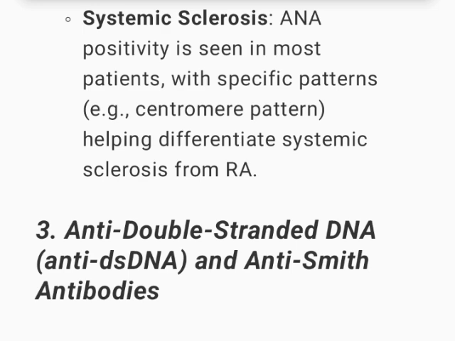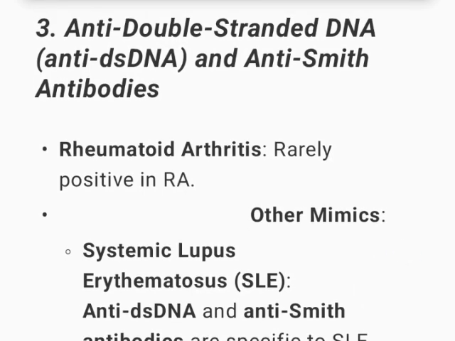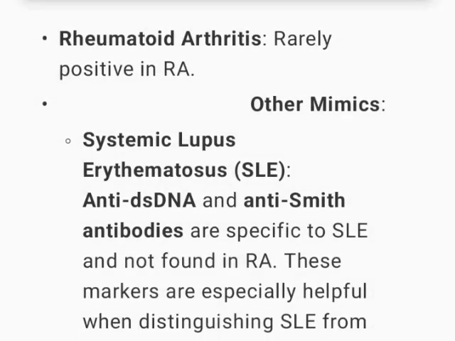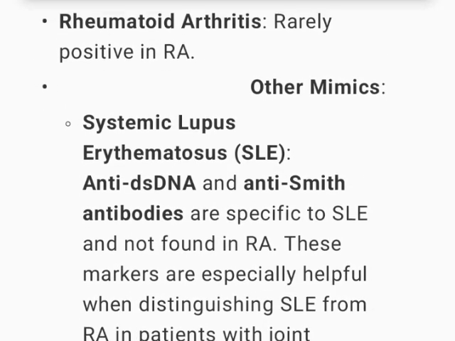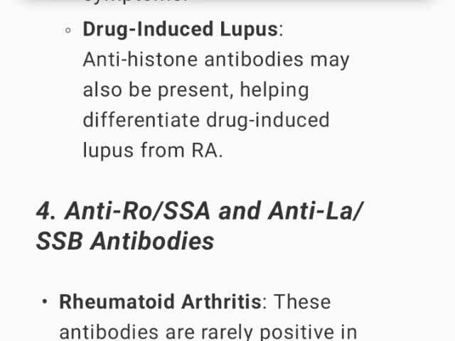3. Anti-double-stranded DNA, anti-dsDNA, and anti-Smith antibodies. Rheumatoid arthritis, rarely positive in RA. Other mimics, systemic lupus erythematosus, anti-dsDNA, and anti-Smith antibodies are specific to SLE and not found in RA. These markers are especially helpful when distinguishing SLE from RA in patients with joint symptoms. Drug-induced lupus. Antihistone antibodies may also be present, helping differentiate drug-induced lupus from RA.